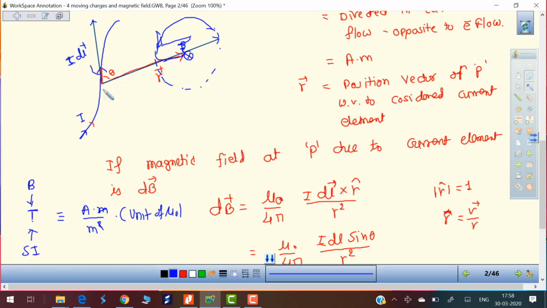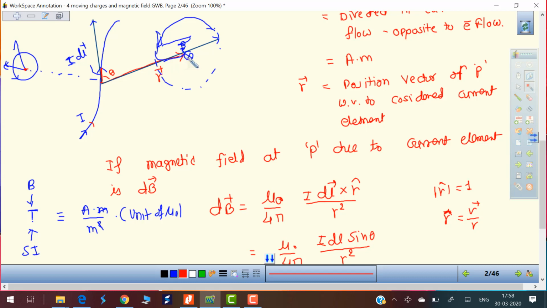If the point had been selected on the other side, this is your first vector. I take this first vector here, Idl, parallel to this one, and r in this direction. So I have to rotate the screw anti-clockwise, and then it comes out. So if you take this point, the direction is outward. If you take this point, the direction is inward. So this is the way you can find the direction of the magnetic field.